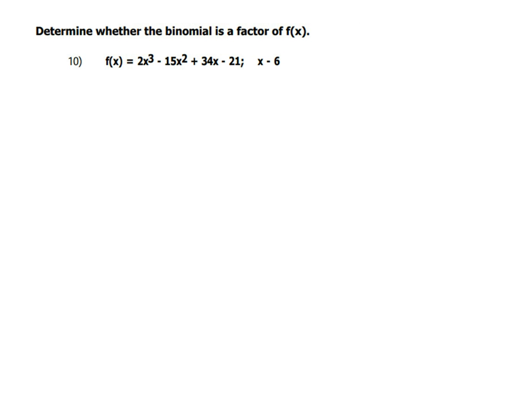Okay, this one says determine whether the binomial is a factor. There's 3 ways you can do it. You can just plug and chug, or you can do long division, or you can do synthetic division. If it is a factor, it'll have a remainder of 0, which is what you'd get when you plug and chug. If I did synthetic division, it says x minus 6. Remember, you just grab the 6 and then the 2. You just grab the coefficients off every variable and then don't forget the 21.